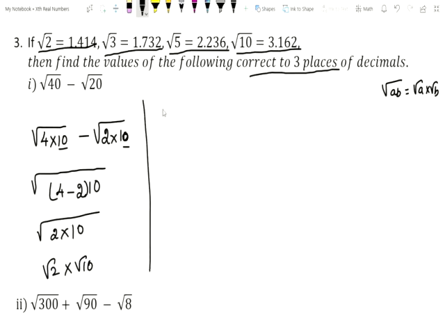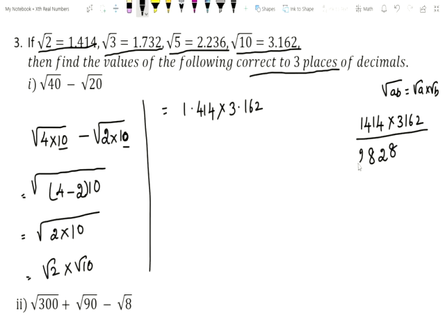Okay. So what is the root 2 value? Root 2 value is 1.414, into root 10 value, 3.162. Now you multiply this. Except the decimal, you take the number 1414 into 3162. Now multiply this. 2 fours are 8, 2 ones are 2, 2 fours are 8, 2 ones are 2.